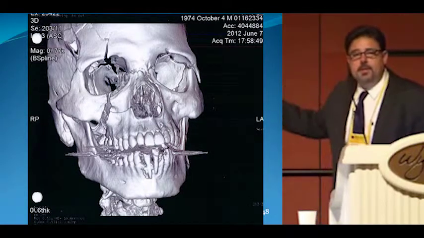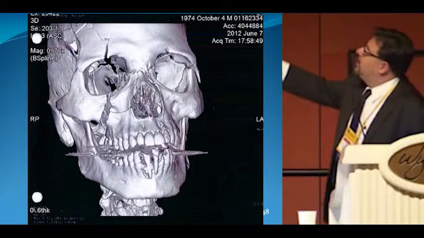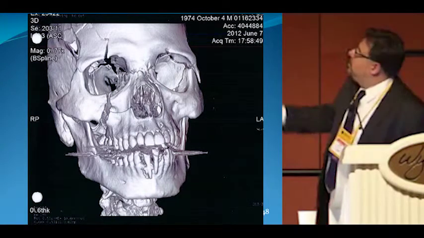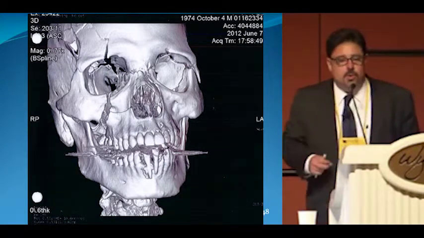As they're reading the medicals, they want to know more. Crushed orbital, I want to know more. Broken teeth, I want to know more.